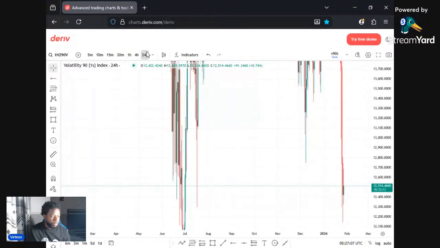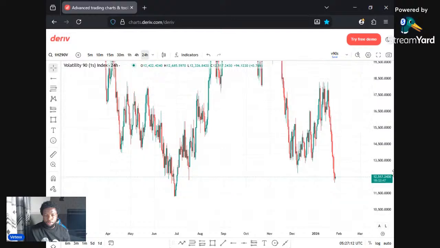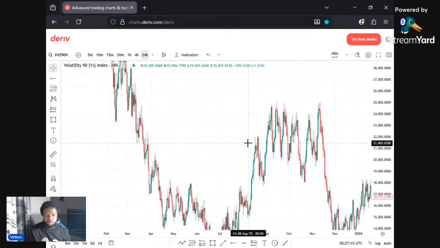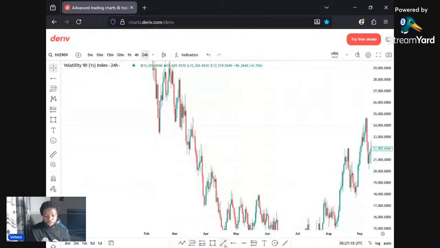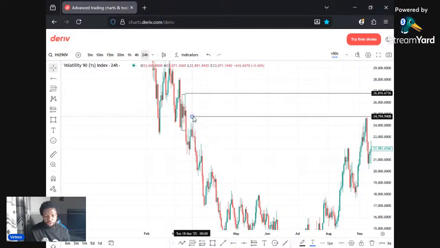V90S has been bearish on the daily time frame. We have a sweep of liquidity here on the daily time frame. Most of the time I do my analysis from the weekly time frame. But once I notice that the trend is very bearish on the weekly time frame, I'll just find my pattern on the 24-hour time frame or the 4 hour time frame, and then I will look for continuation and then try to sell.